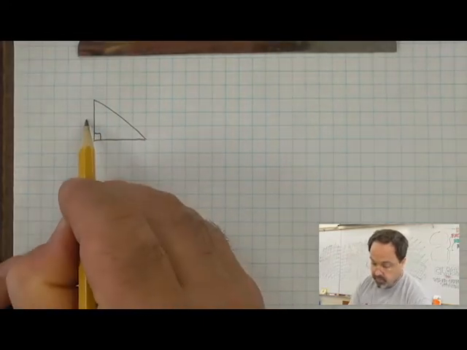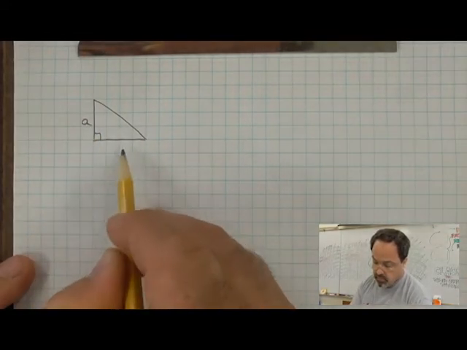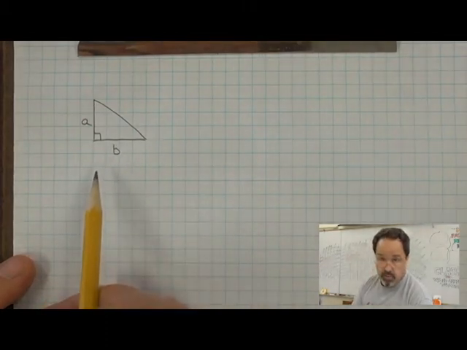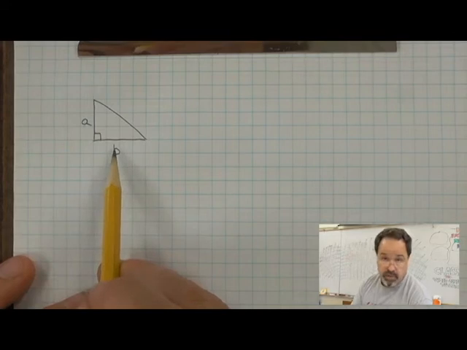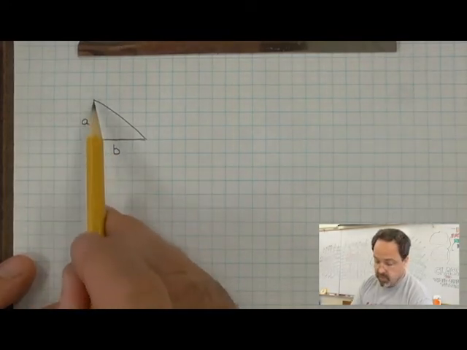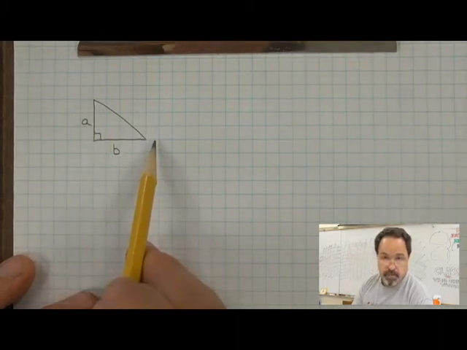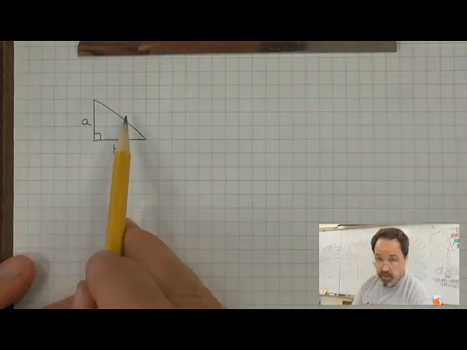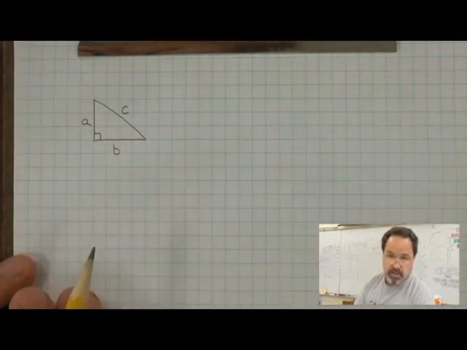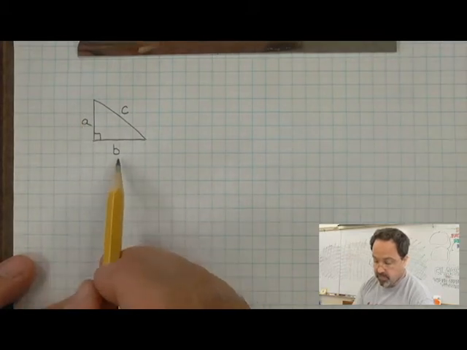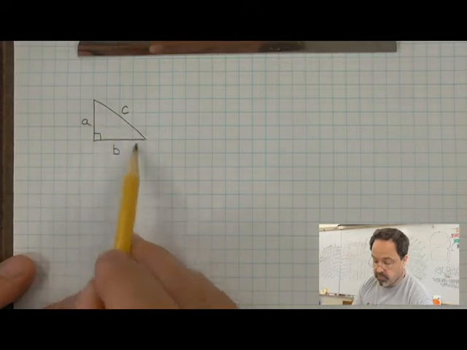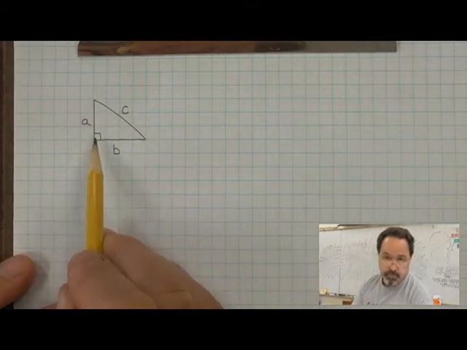Let me do something with the sides of my right triangle. First thing I'm going to do is label these two sides, which we call legs, A and B. These are legs because they form the right angle. The third side, which is opposite the right angle, has a special name called a hypotenuse, and I'm going to label it C. A and B are legs. C is the hypotenuse of this right triangle. A hypotenuse is the side that's always opposite the right angle.